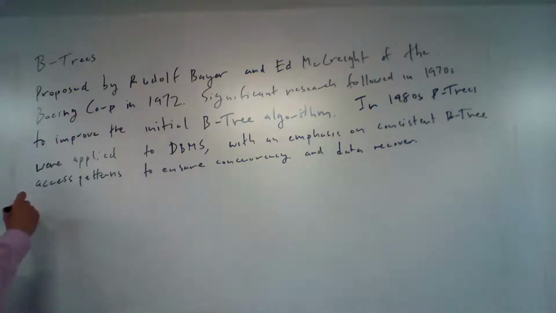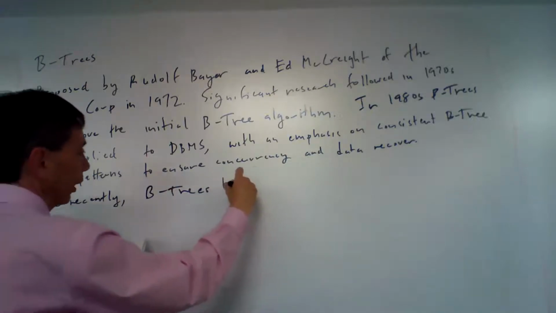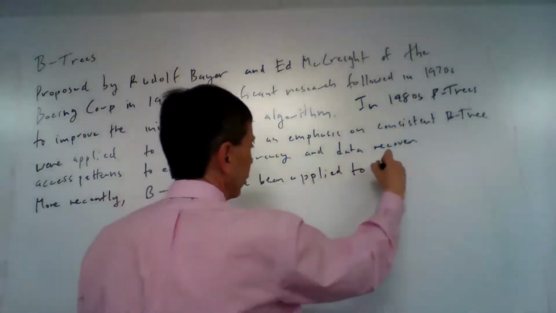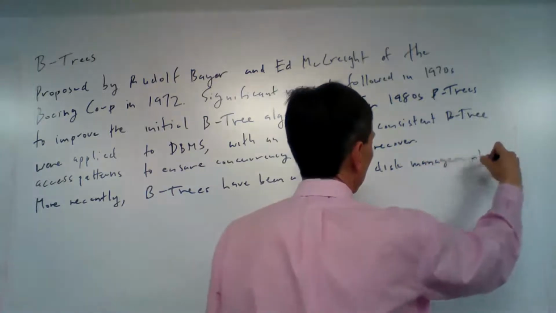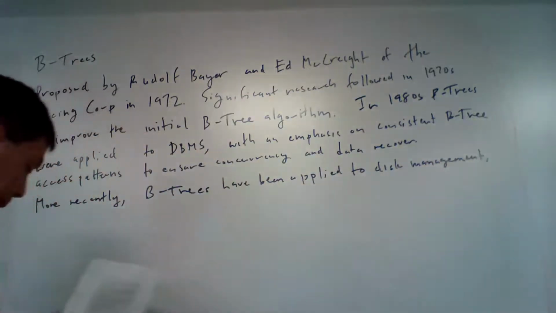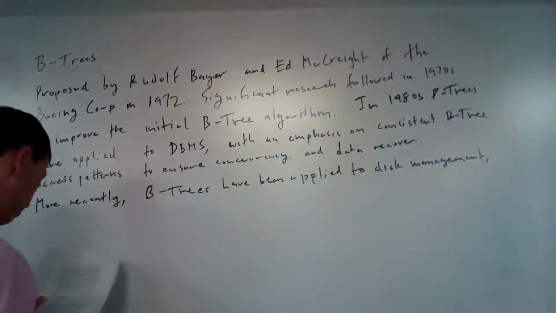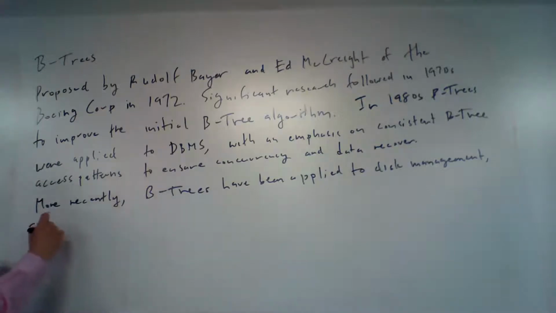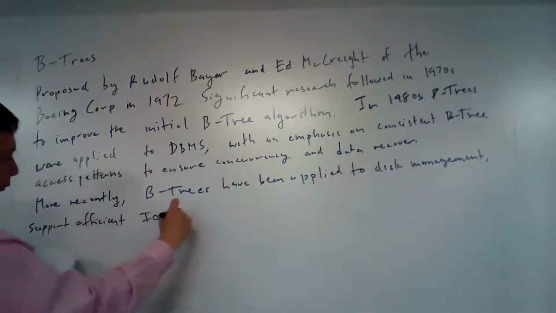So more recently, B-trees have been applied to disk management, which is very interesting. So they've been repurposed for disk management purposes. So they support here efficient I/O and versioning.